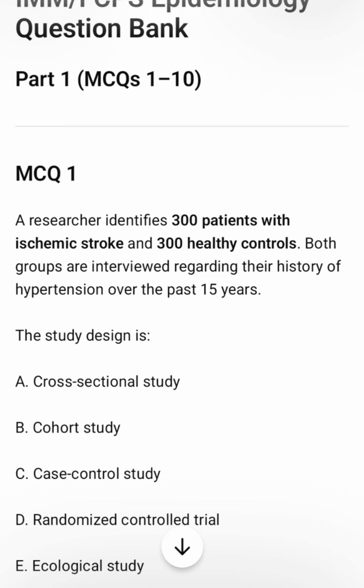A researcher identifies 300 patients with ischemic stroke and 300 healthy controls. Both groups are interviewed regarding their history of hypertension over the past 15 years. The study design is A. Cross-sectional study, B. Cohort study, C. Case control study, D. Randomized control trial, E. Ecological study. So it is basically case control study.